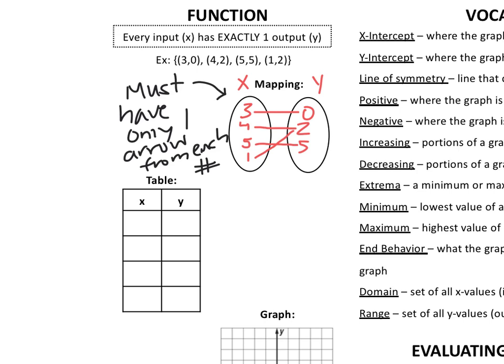You want to think of it like a machine, where if you put an input number in, like the 3, the machine would know exactly what to put out as a 0. So you can't have any repeats there.